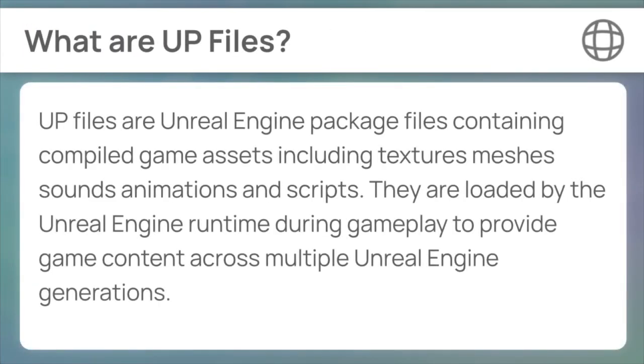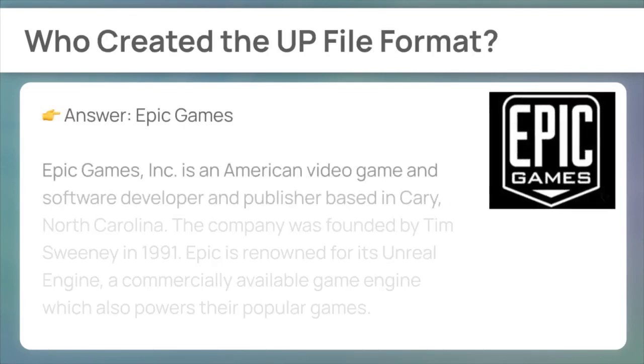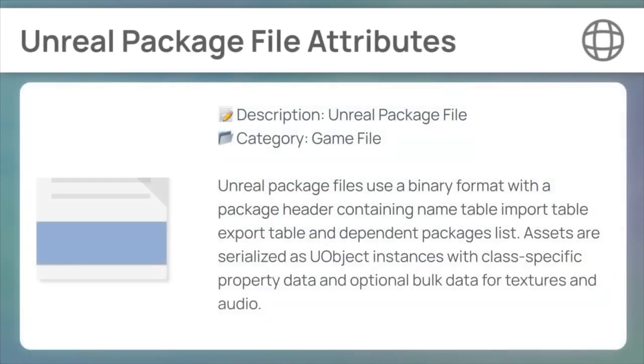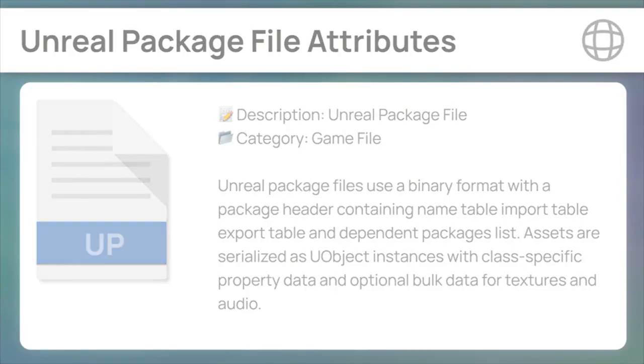UP files are Unreal Engine package files containing compiled game assets including textures, meshes, sounds, animations, and scripts. They are loaded by the Unreal Engine runtime during gameplay to provide game content across multiple Unreal Engine generations. Unreal package files use a binary format with a package header containing name table, import table, export table, and dependent packages list. Assets are serialized as UObject instances with class-specific property data and optional bulk data for textures and audio.